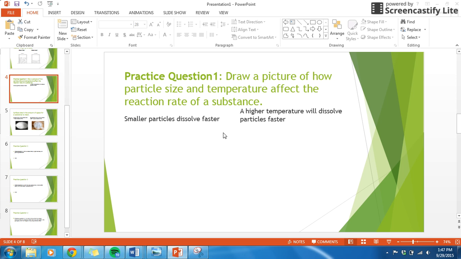Let's take a look at practice question 1. I want you to draw a picture of how particle size and temperature affect the reaction rate of a substance. So I want you to draw a picture of smaller particles dissolving faster, just like in your notes. And I want you to draw a picture of a higher temperature will dissolve particles faster. So draw small particles dissolving fast here and a high temperature dissolving particles here.